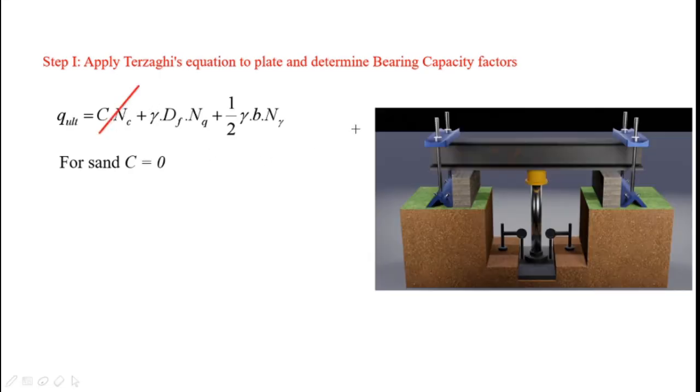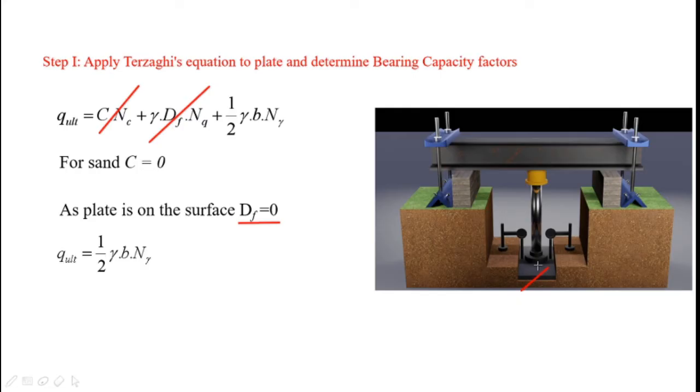Another thing is, if you look at the arrangement of the plate load test, you will see that this is your plate and there is no surcharge pressure here. There is no soil above the plate. That means this surcharge term also becomes 0. Why does it become 0? Because your Df is 0. Df comes when there is some soil present above your foundation, but over here there is no soil present above your foundation. That's why Df is 0.